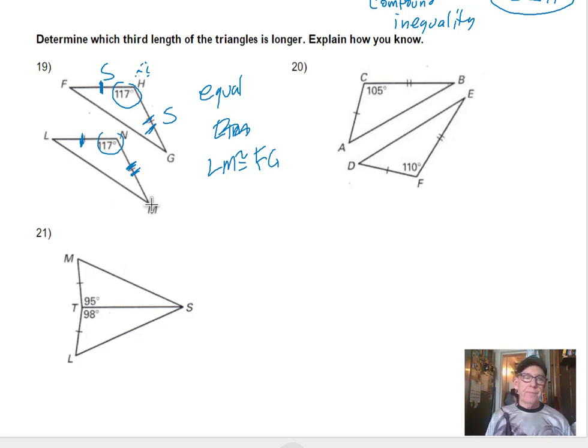Let's look at number 20. Let's switch colors up here if we can. Lost my nib here. Hold on.